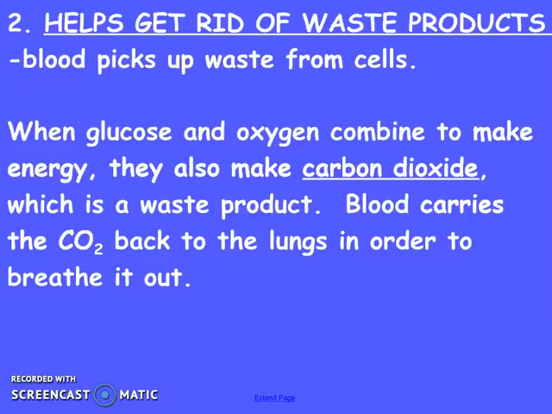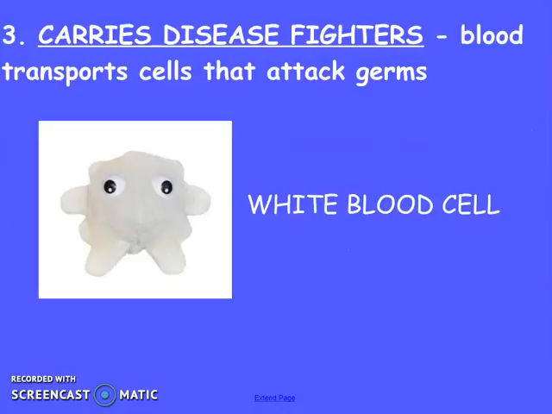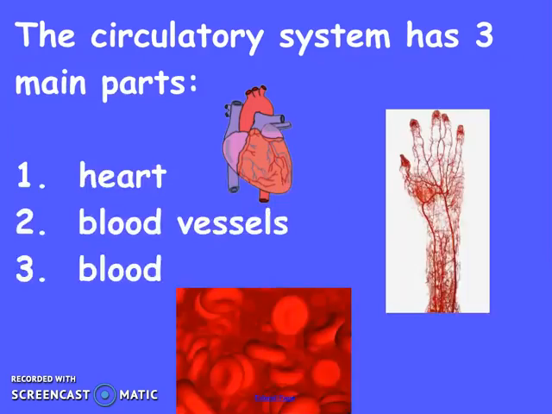Its second function is to help get rid of waste products, so that blood is going to pick up the waste from each of your cells, things like carbon dioxide, which is a waste product. It's going to carry it back to your lungs so that we can breathe it out. Its third function is to carry disease fighters, so we have blood that's going to transport cells that attack germs, things like white blood cells.